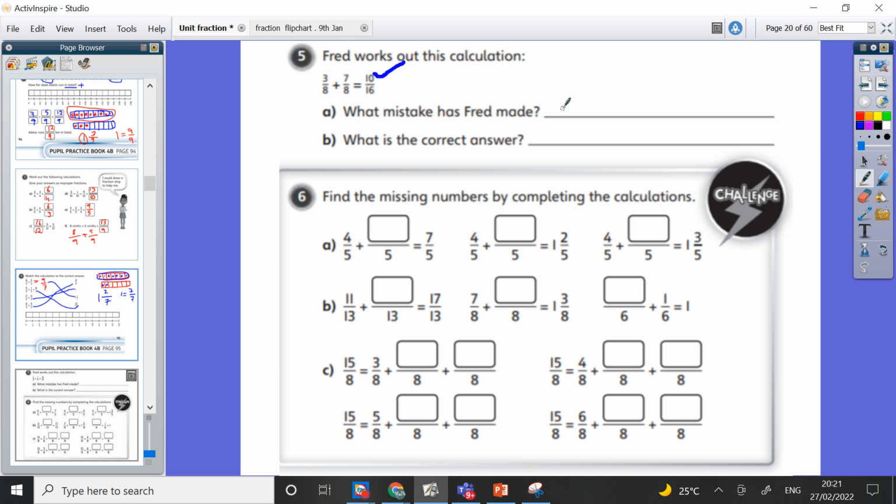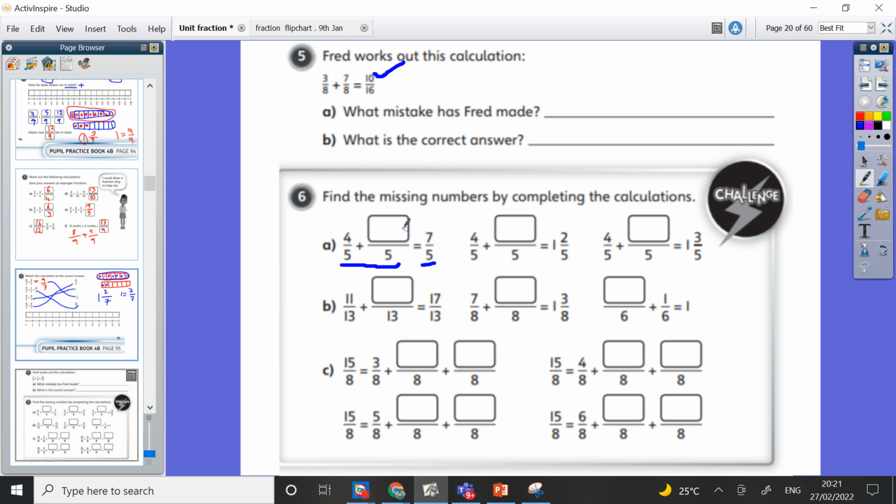So what's the mistake he has done? He has added the numbers in the denominator, which he should not do. But what would be the correct answer? The correct answer would be adding the numerators, but not adding the denominators: 10 over 8. Now, in the challenge question, find the missing numbers by completing the calculation. 4/5 plus what equals 7/5? You see the denominators are the same.